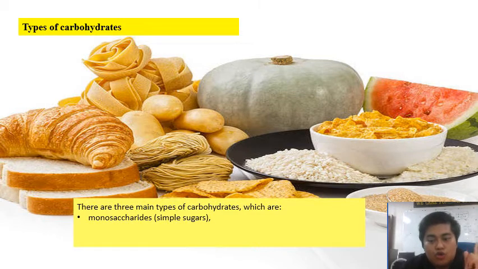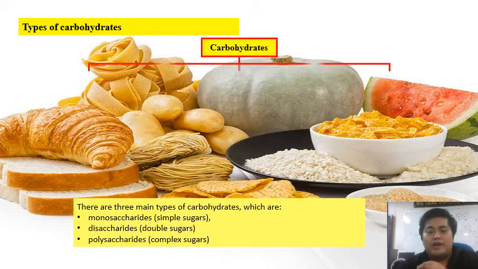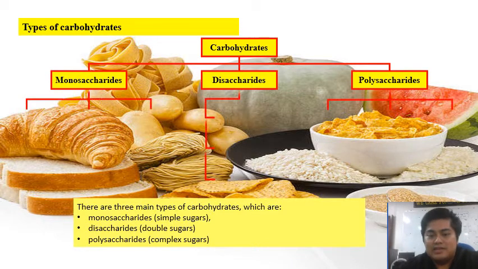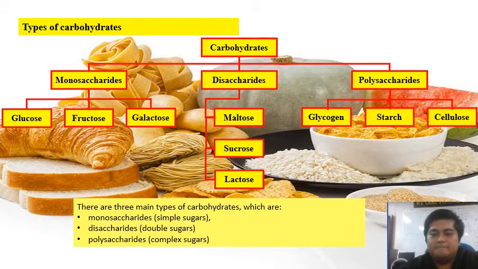Mono tunjuk satu. Ingat, monomer. Mono tunjuk satu. Simple sugar. Disaccharide. Di, double, dua. Itu menunjuk kepada double sugar. Dan polysaccharide, complex sugar. Poly, ingat poligami. Poligami tu maksudnya apa? Kahwin banyak. So poly mesti banyak. So daripada karbohidrat dia akan pecah 3, dan setiap satu tu pun akan pecah lagi 3.